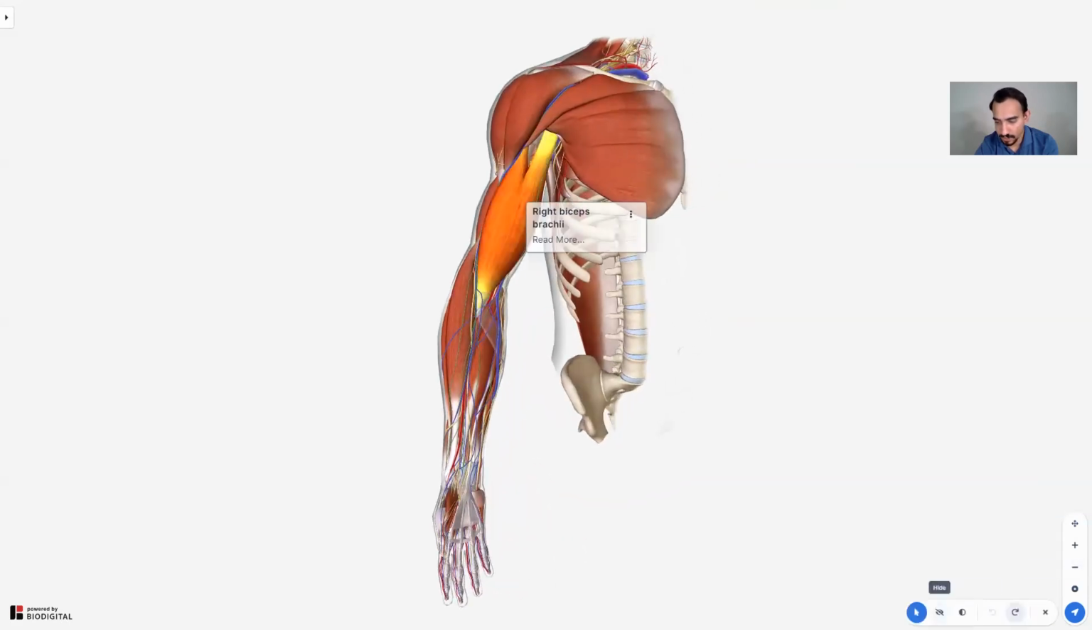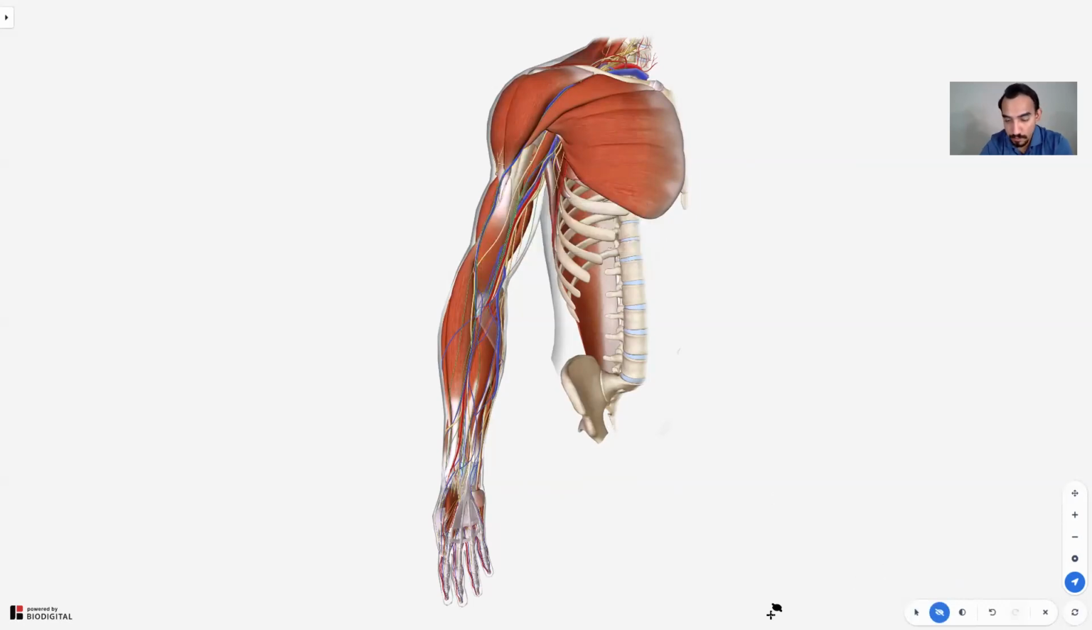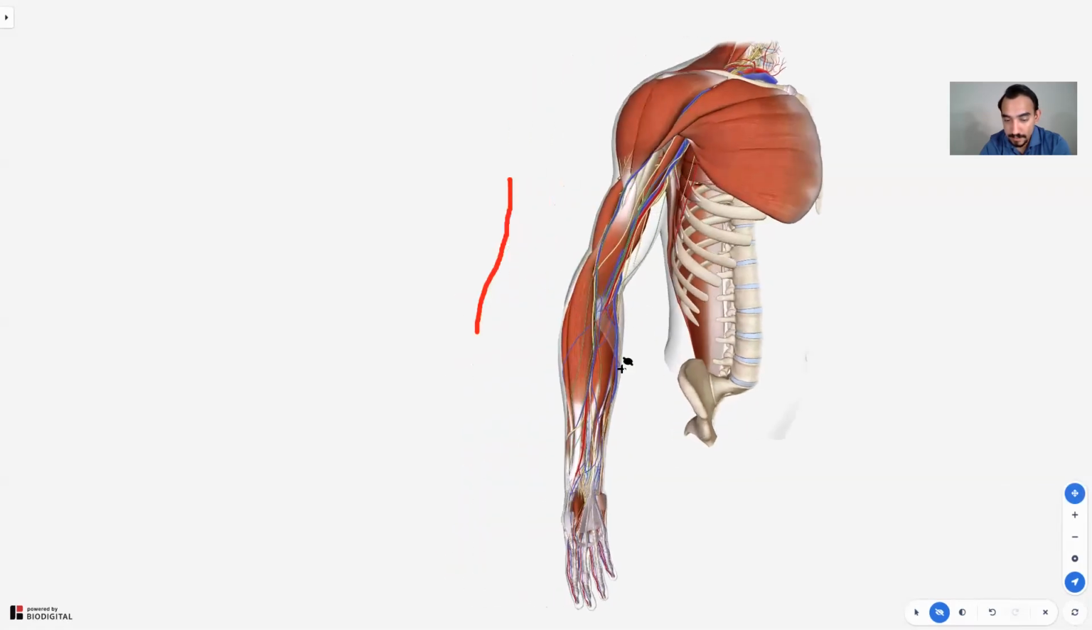Let's take this off. All right, now you guys can see one muscle over there, just underneath your biceps. It goes from down there and actually goes down. That's your brachialis. Let me clear this.